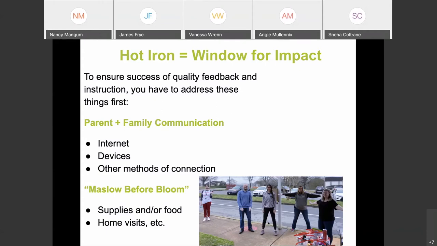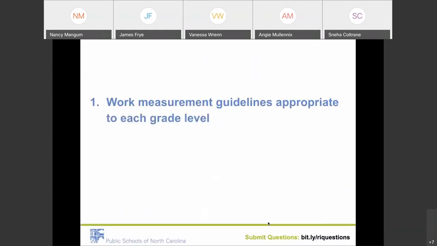Maslow before Bloom was something that we talked about a lot as a staff, and that was also focusing on food insecurity, home visits to do well checks if we weren't hearing from a student or weren't engaging a student. That was super important. And as a result of that, we had greater than 90% engagement during remote learning for almost the whole time in a school with 70% free and reduced lunch population.